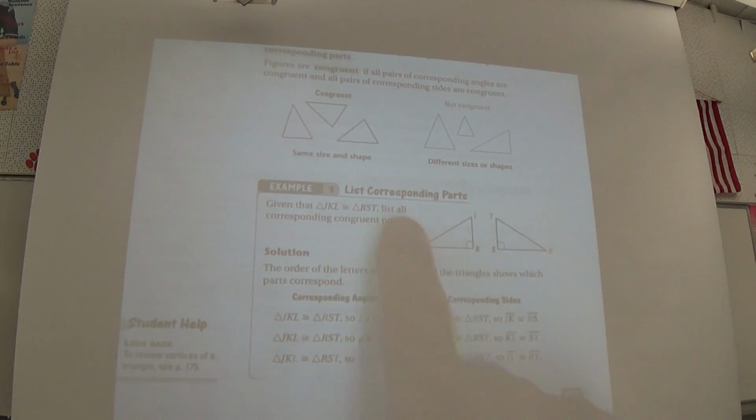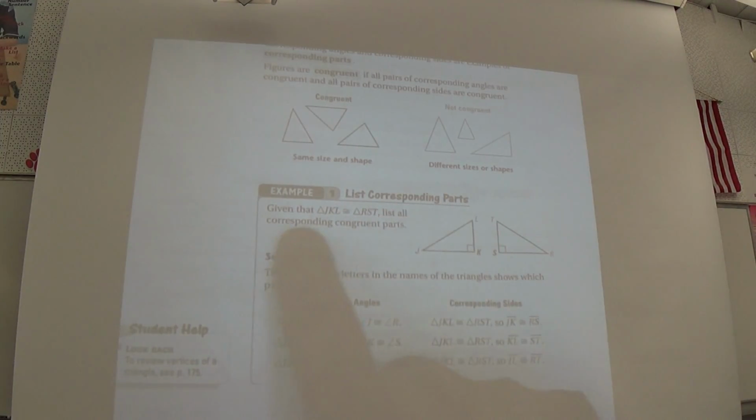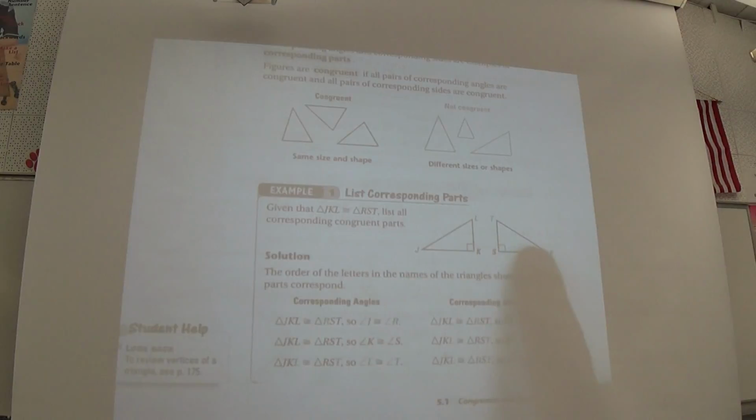So if we're looking at this and we want to list corresponding parts, given that triangle JKL is congruent to triangle RST. So first of all, they're telling us those two are congruent. It wants us to list the corresponding congruent parts. Okay? Corresponding means the same angle in this one compared to the same angle in that one. Now, there's a couple of different ways you can do that. One is to look at the figures and compare those two.